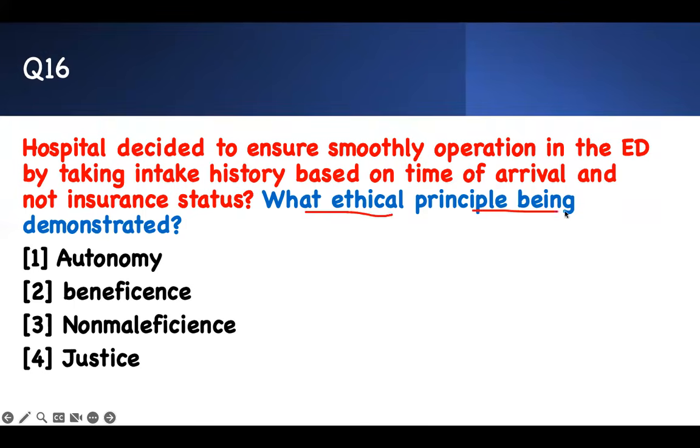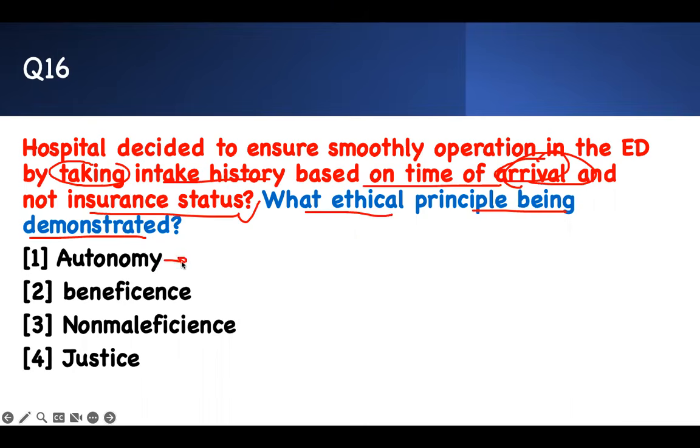What ethical principle is being demonstrated? The hospital decided to ensure smooth operation in the emergency room by taking intake history based on time of arrival and not insurance status. A bunch of ways, like I told you. Keywords. The hospital wants to operate based on what? The time you arrive, so that they can ensure smooth delivery of emergency care. Not because you have insurance or no insurance, because you go there, there are some people who have insurance sitting there. No. So what are they doing?